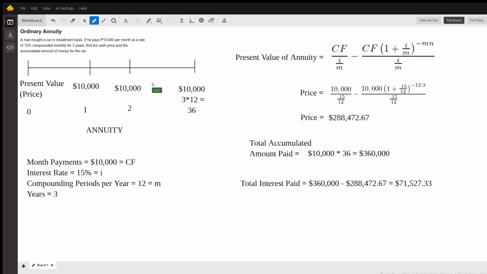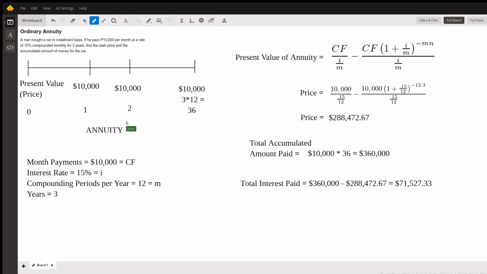This will continue on until his very last payment, which will be in 3 years. Since it's every month, which is 12 times per year, it'll be in 36 months that he'll make his last payment of $10,000. So this goes on and on for 36 times. This situation where the same amount is given or received every single time, in the same time interval periodically, is called an annuity.